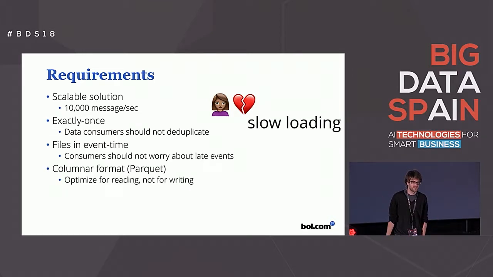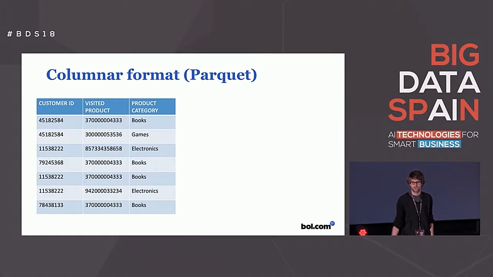And last but not least, we want the columnar format because it's more optimized for reading. Again, Katie doesn't like loading files that take a long time. So that's what we want. And to give you a little bit of an idea why this columnar format is better, let's say you have a data set of customers viewing products. So you have a customer ID, the product ID viewed, and you have a product category.